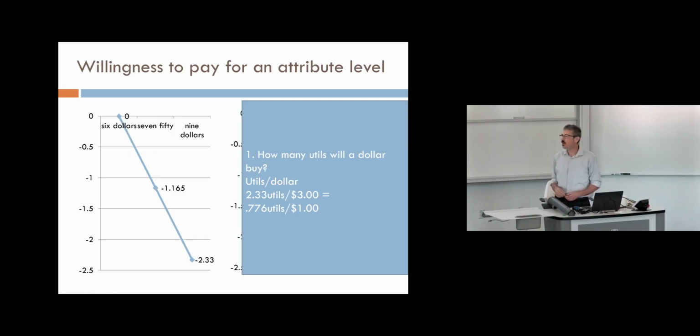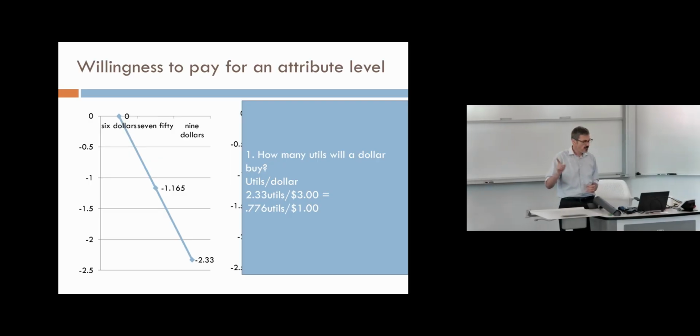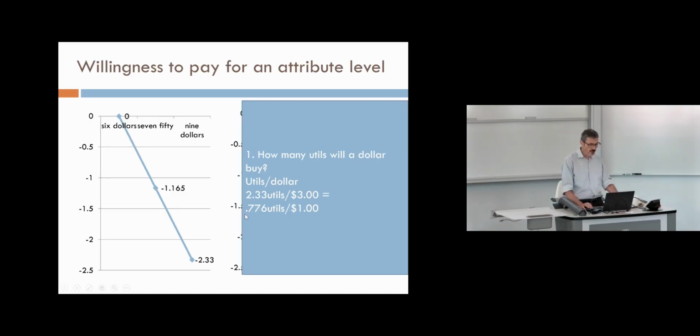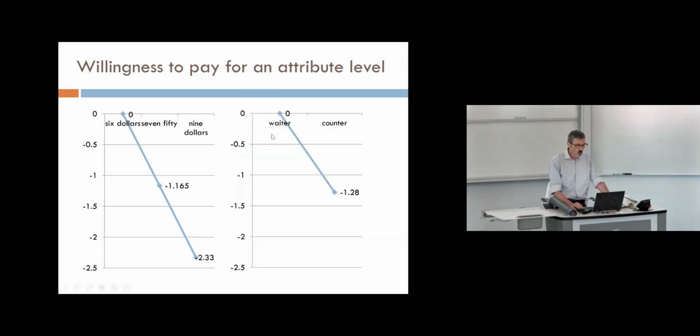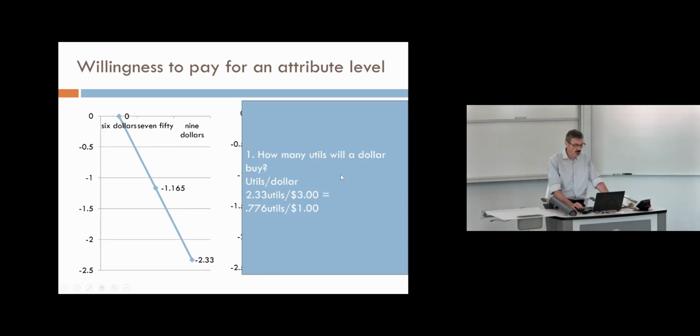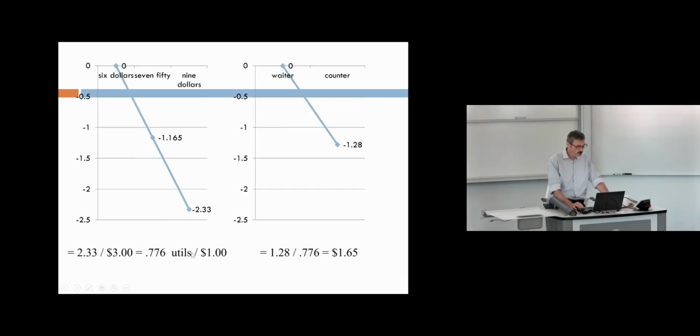0.776 bits of happiness. So if $1 gets me 0.776 bits of happiness, and waiter service gets me 1.28 bits of happiness, I can just divide the waiter service by the 0.776 bits of happiness and estimate that it would be about $1.65 is how much more I would pay for waiter service relative to counter service.